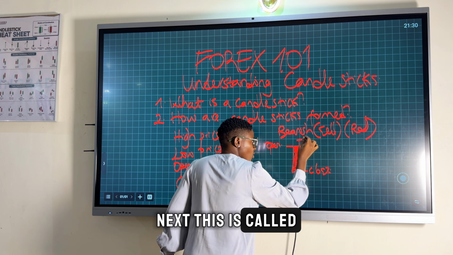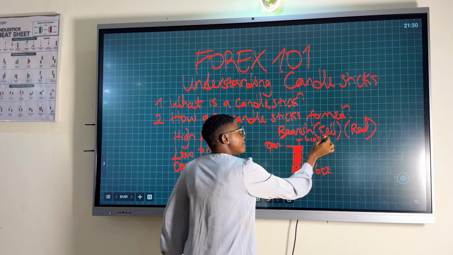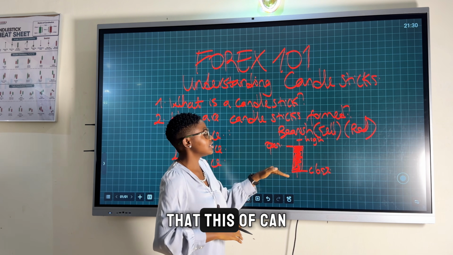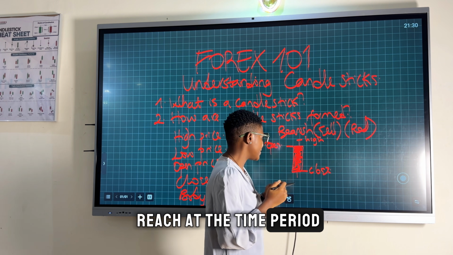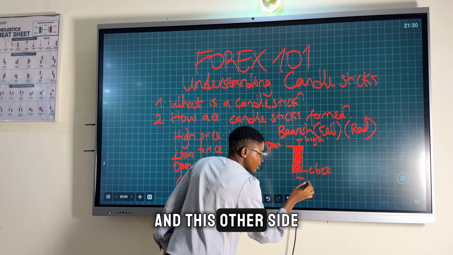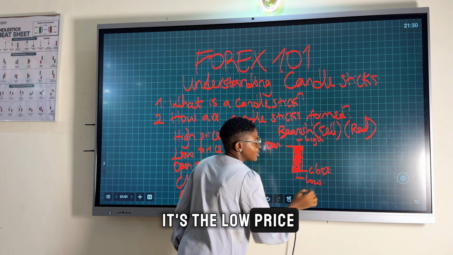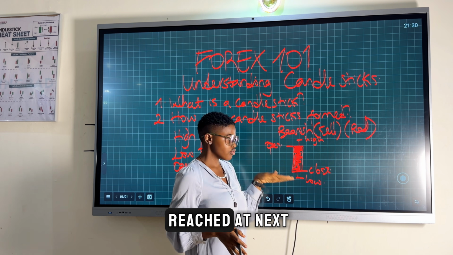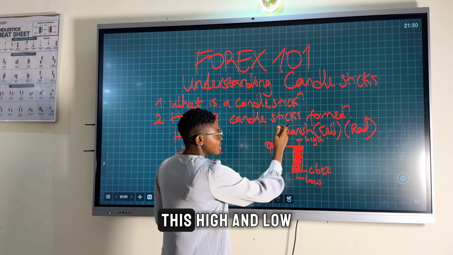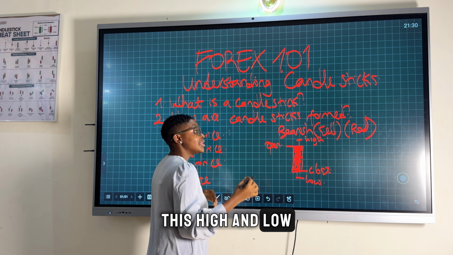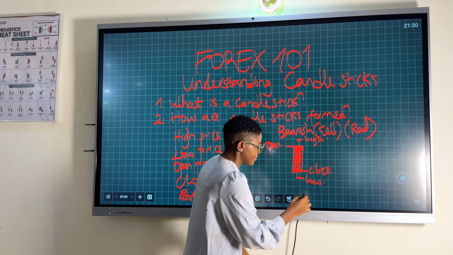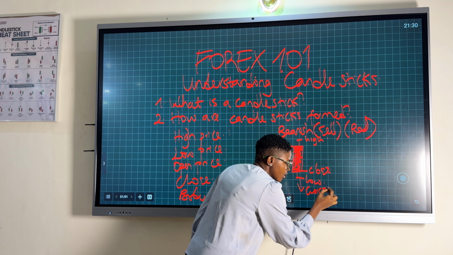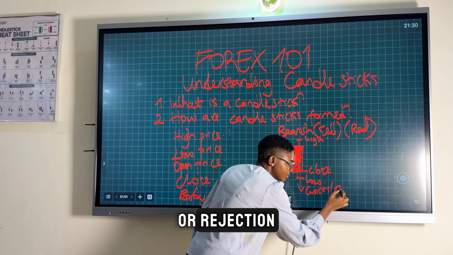Next, this is called the high price. Remember, the high price is the highest level of price that this candle reached at the time period. And this other side is the low price, the lowest level of price that this candle reached. Next, this high and low can also be called wicks. They can also be seen as wicks or rejection.